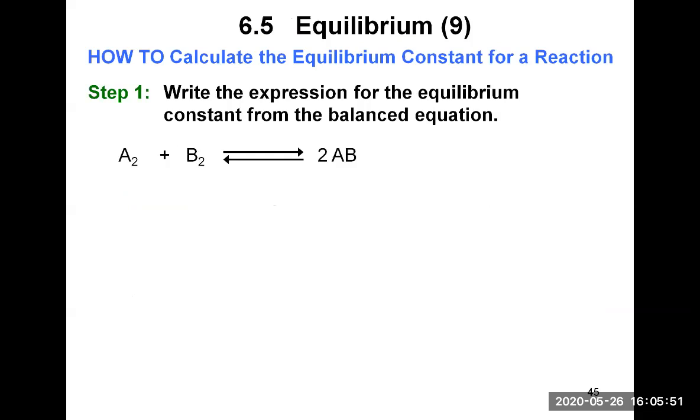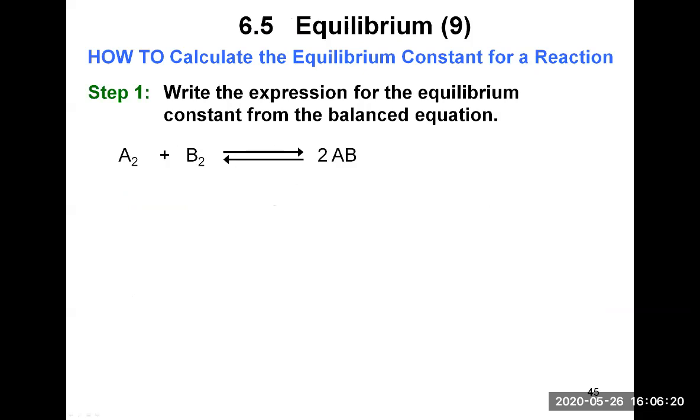So let's learn how to calculate the equilibrium constant for a reaction. The first step is to write the expression for the equilibrium constant from the balanced equation. Here we have a generic equation that says molecule A2 plus molecule B2 is in equilibrium with 2 molecules AB.